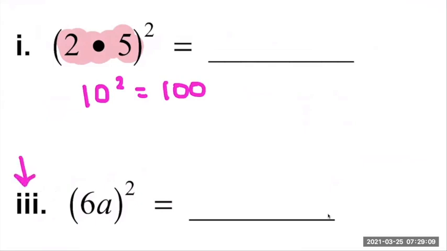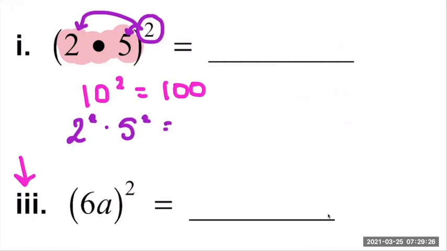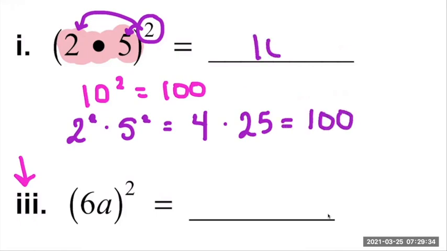The other way, which is going to be more helpful when we look at the question below, is we have to use our distributive property. We're going to take our exponent and share it with everything on the inside of our parentheses. And I'm going to show you we get the same exact answer. So we get 2 squared times 5 squared. 2 squared is 4, 5 squared is 25, which also gives me 100. Yes, I know this first way was much easier, but if you look at number 3, that's not going to be possible because we don't know what a is.